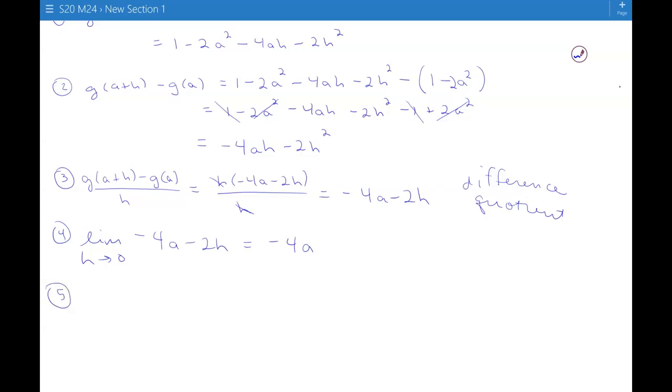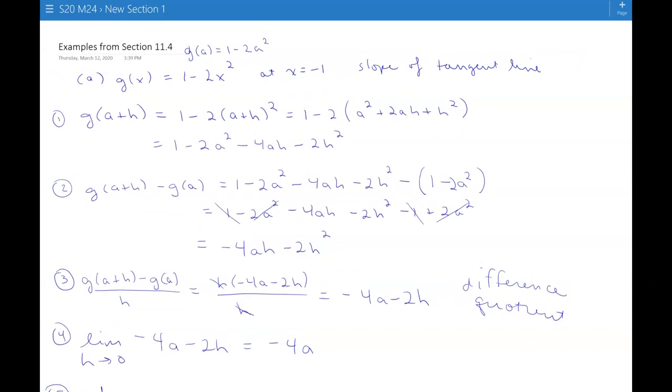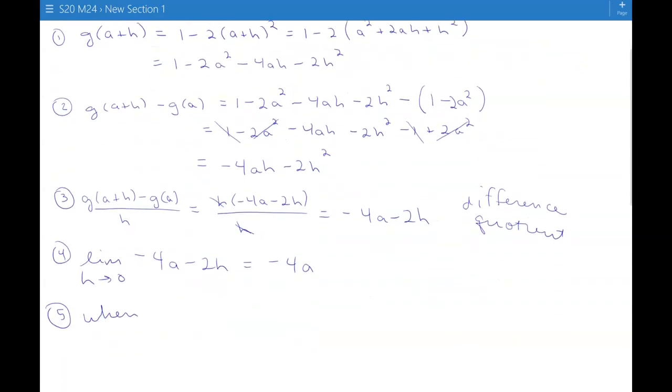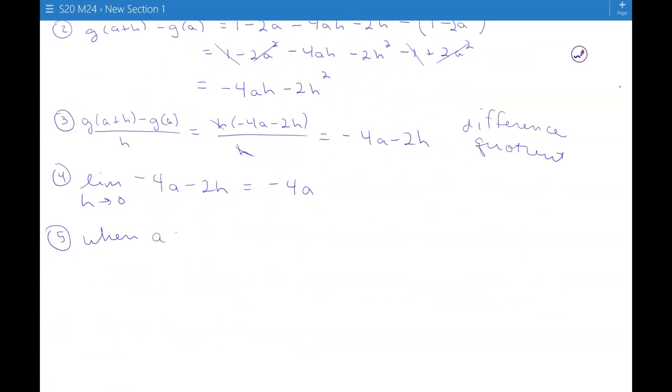Then the very last step is, and this was when x is -1. So it's when x or a is -1, whichever variable you're using, it doesn't matter which one you call it. So -4 times -1 equals 4, and this is m, the slope of the tangent line.